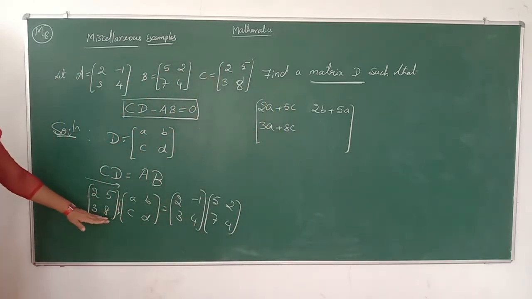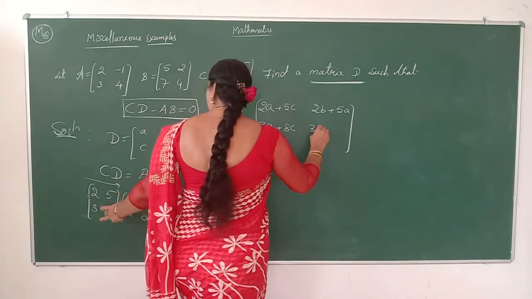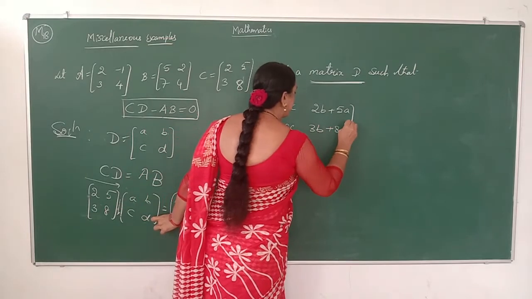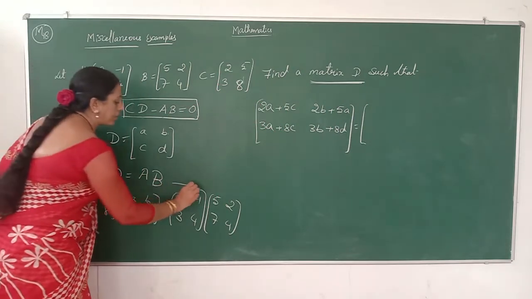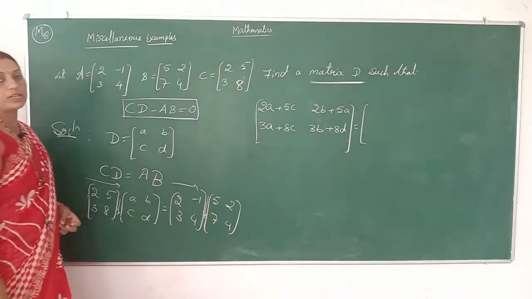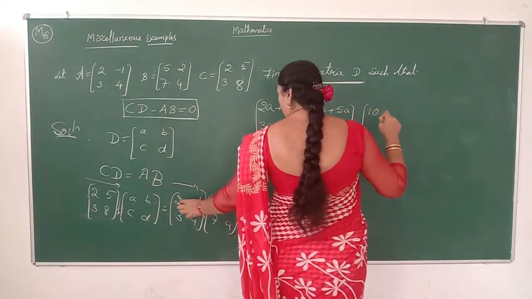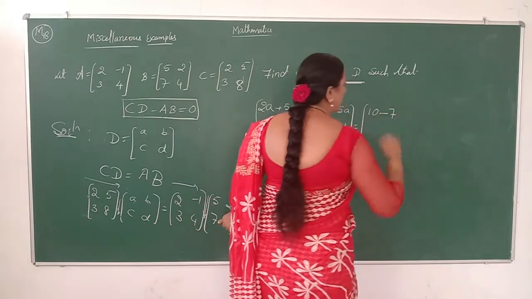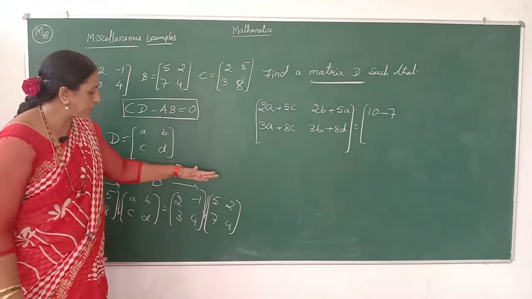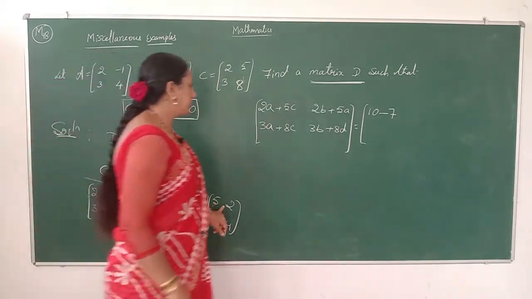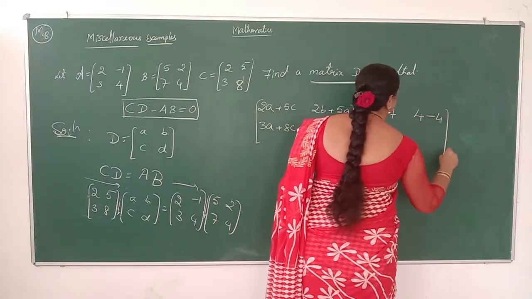Then the last one, second row, second column: 3 into B is 3B, plus 8 into D is 8D. It will be equal to... Similarly, the right-hand side matrices are also multiplied, the corresponding elements of rows and columns. 2 into 5 is 10, minus 1 into 7 is minus 7. That is the element of first row, first column. Similarly, first row, second column: 2 into 2 is 4, minus 1 into 4 is 4.